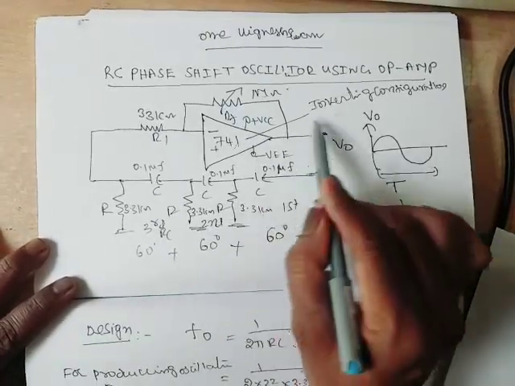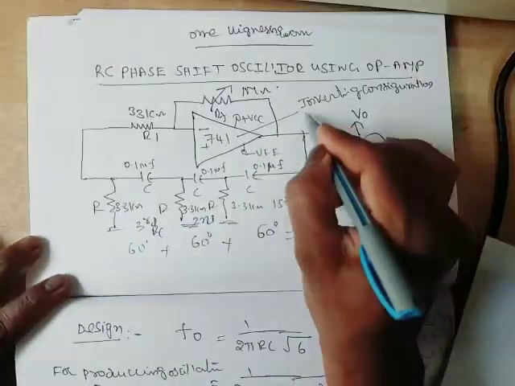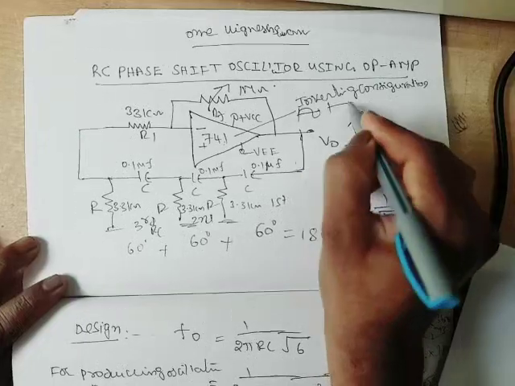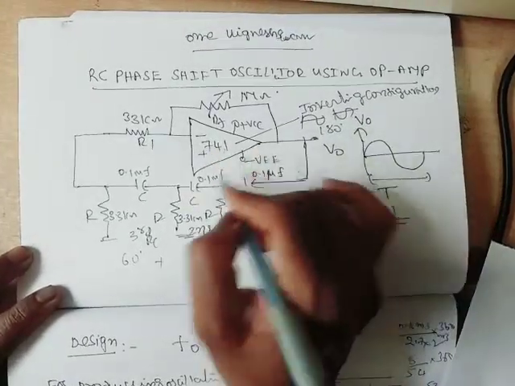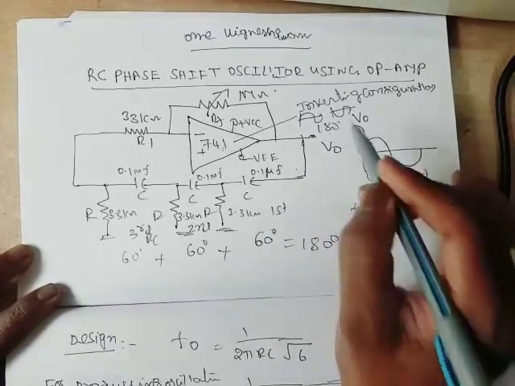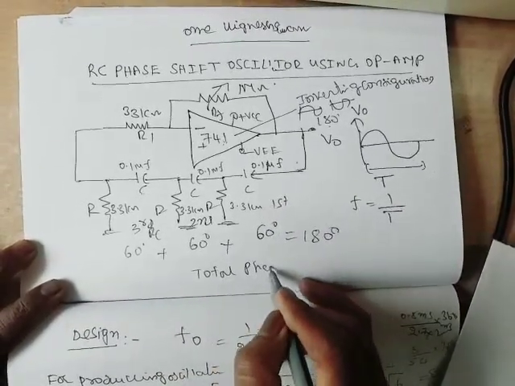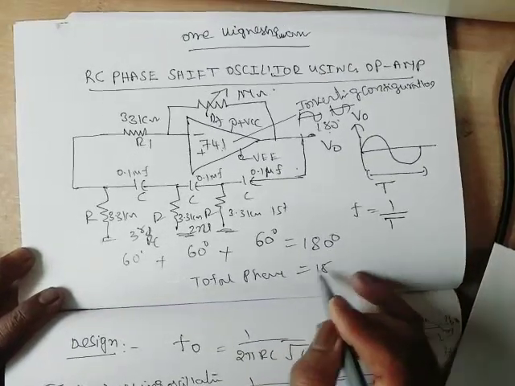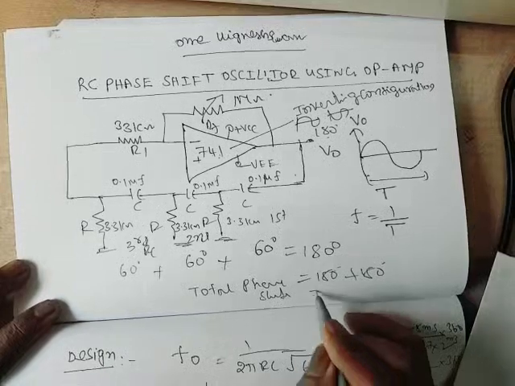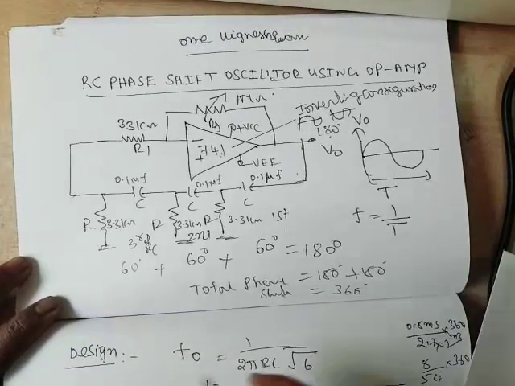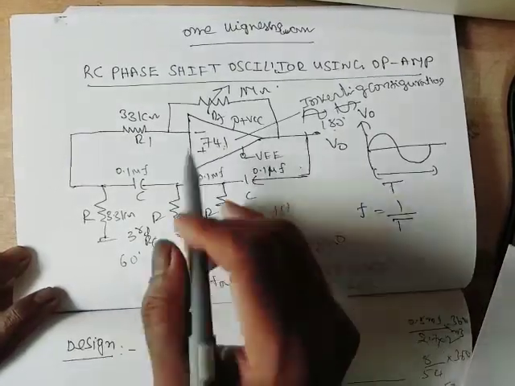The op amp is in inverting configuration. Inverting configuration means 180 degrees phase shift is there. This op amp in inverting configuration introduces 180 degrees phase shift. Total phase shift is equal to 180 degrees plus 180 degrees is equal to 360 degrees. Barkhausen criteria condition is satisfied.